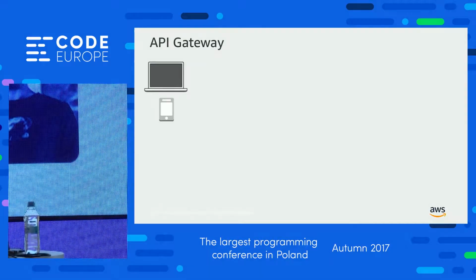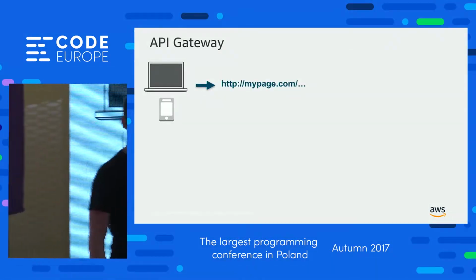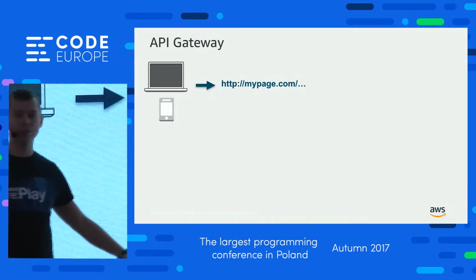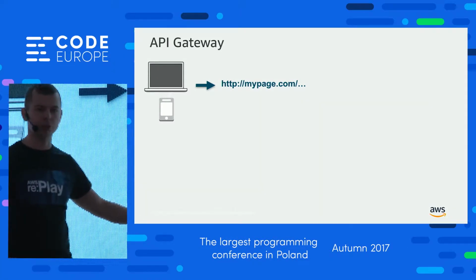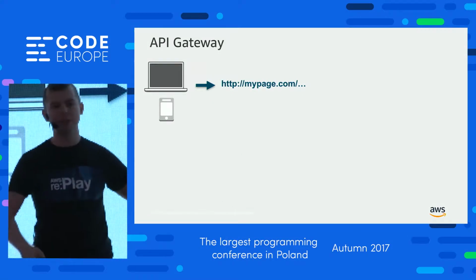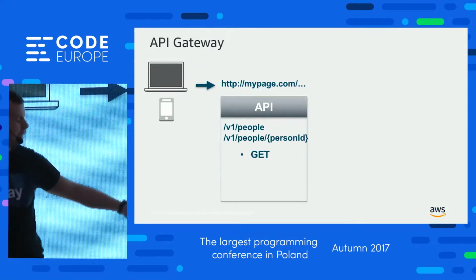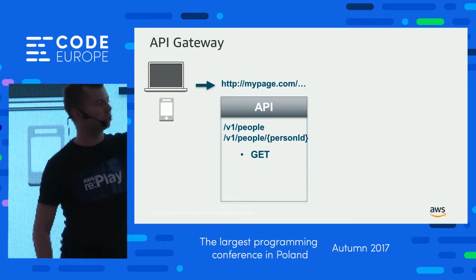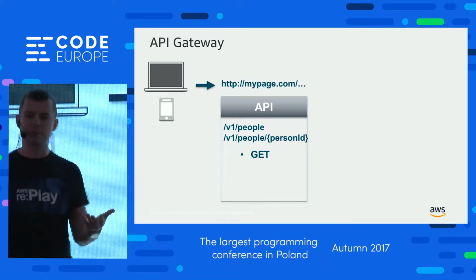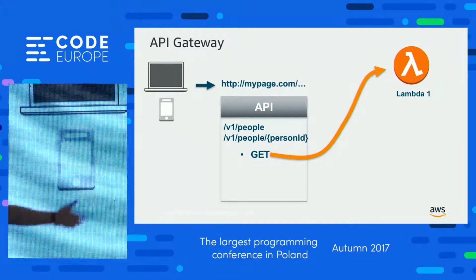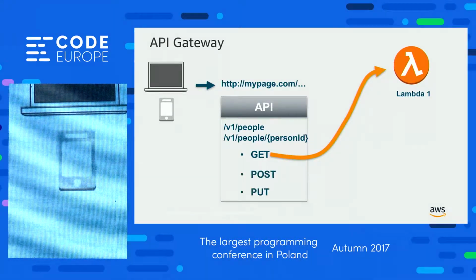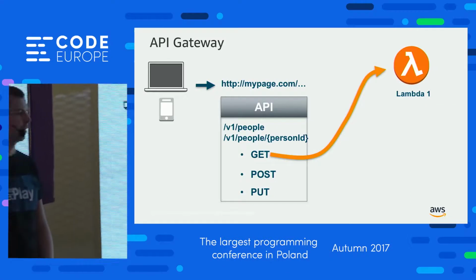So in short, we are defining our API. And for example, we are saying, whenever the user will access our page, and he will provide some information, so whenever he will execute an HTTP GET method, then he should be redirected to our Lambda function, because there is our business logic. Or maybe we also want to connect a different HTTP method like POST, PUT, and so on, and connect it with a different Lambda function.